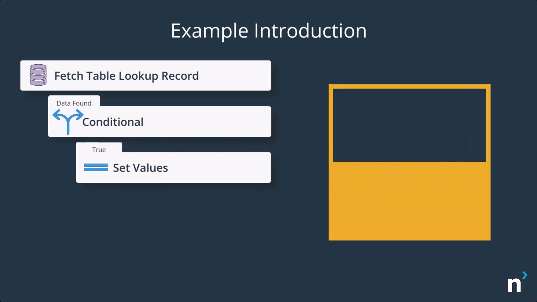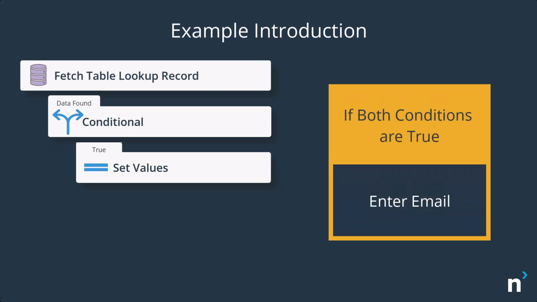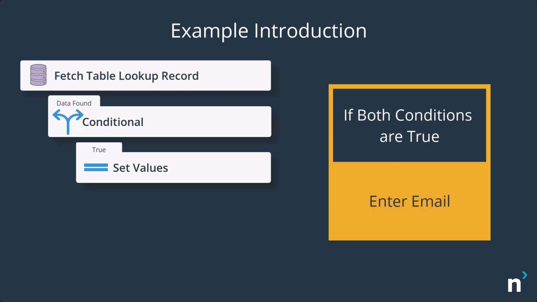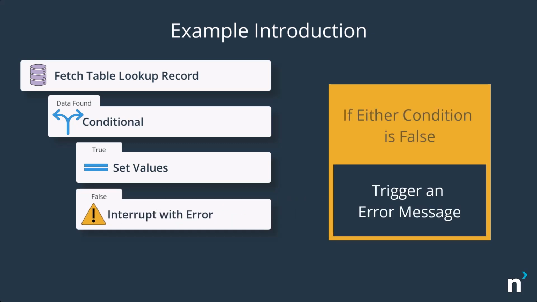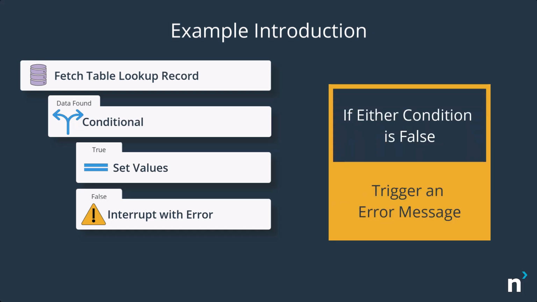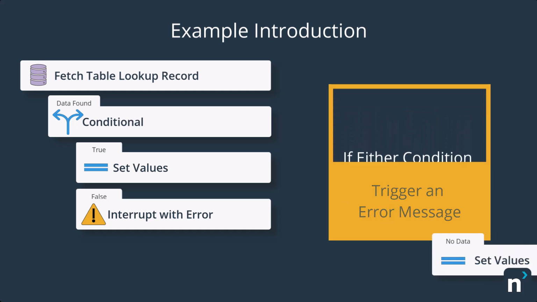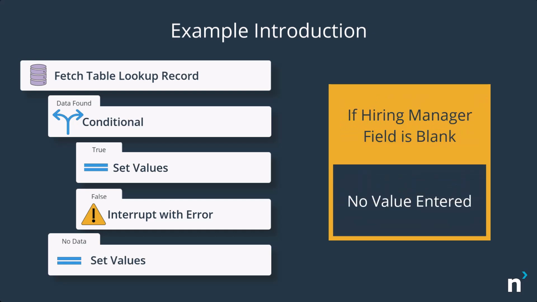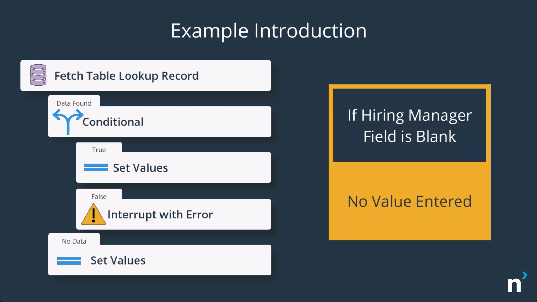Set values. If both conditions are true, a value will be entered into a specified field. Interrupt with error. If either or both conditions we set are false, the logic block will trigger an error message. Set values. If the hiring manager field in the application is blank, no value will be entered into the email field.